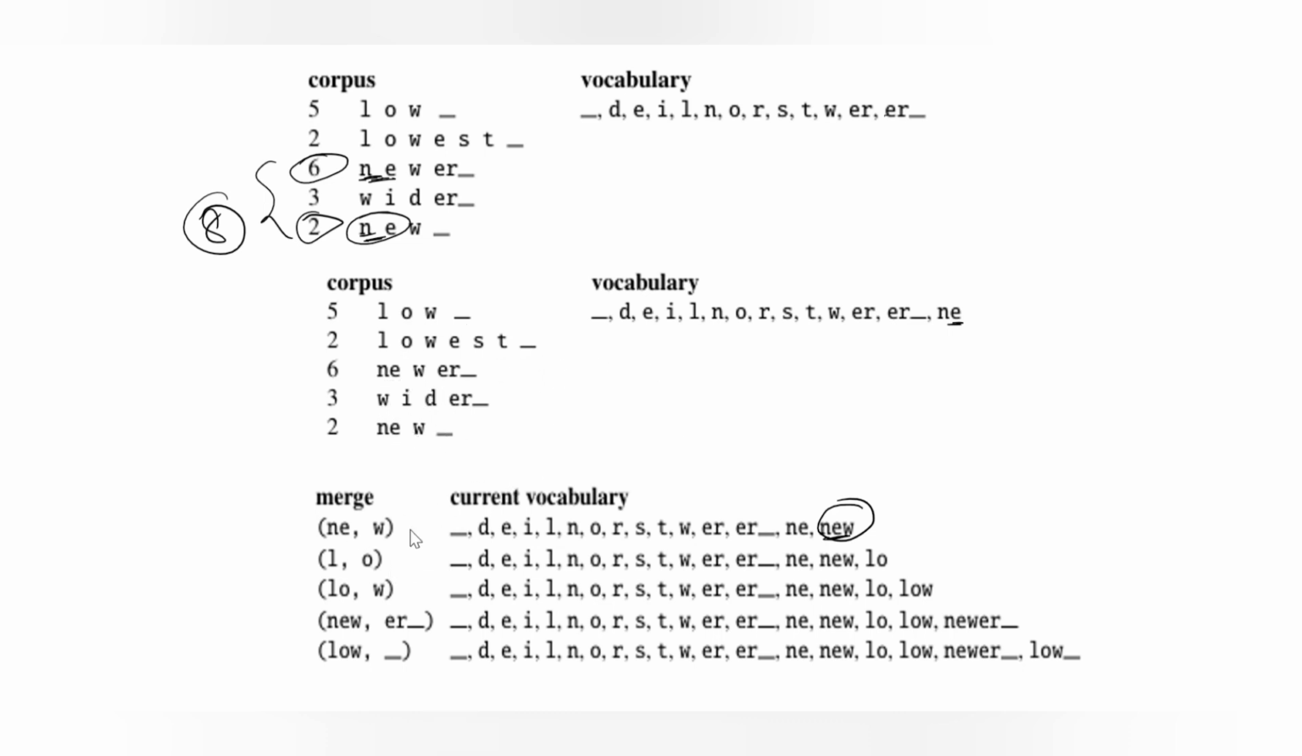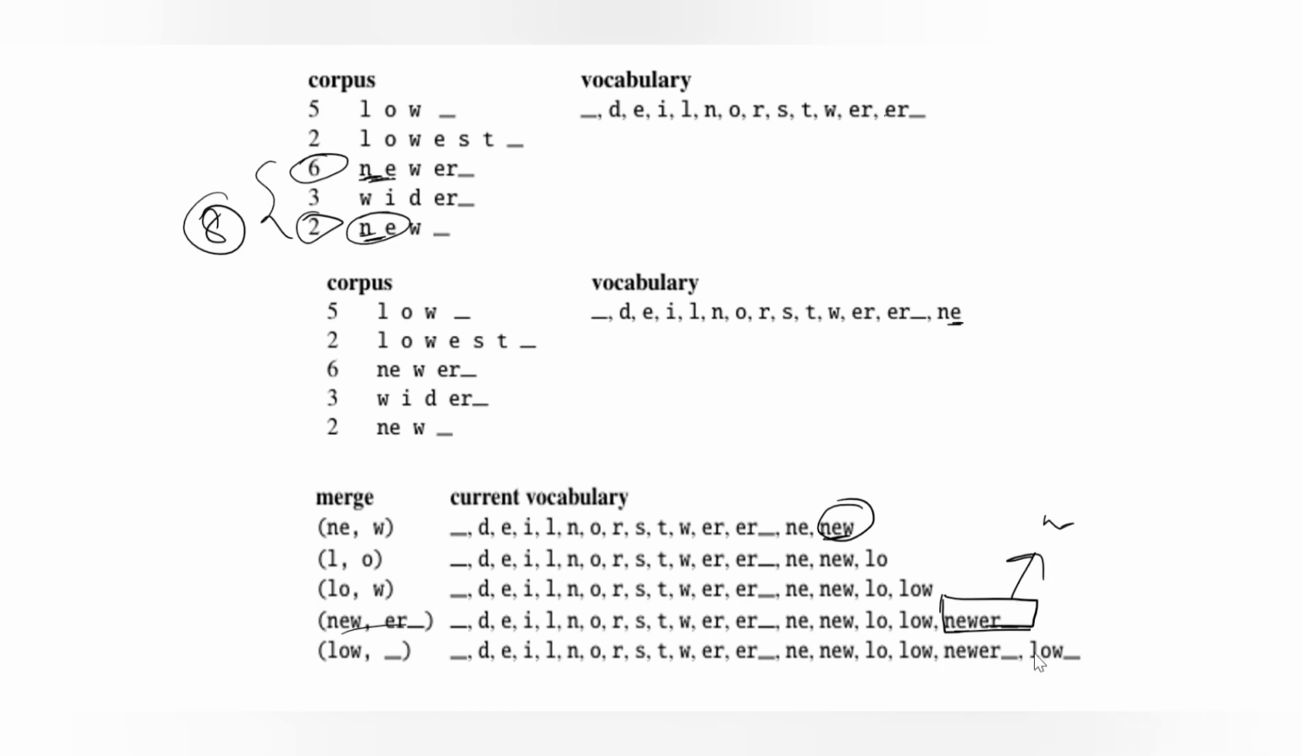Now if you keep doing this, you'll find that in the next iteration we have LO, and in the next iteration we have LO and W, then we are going to merge them together, and we will have this low. In the next iteration you'll find that we have new and ER and this underscore combined, and these are appearing most often. Then we are going to combine them and we'll have this particular newer plus underscore. Okay. So the word newer is also taken into account using this particular algorithm. As you can see, it is not only taking into account all the characters and subwords, but it's also taking into account the word. So that means we have this particular word newer here.